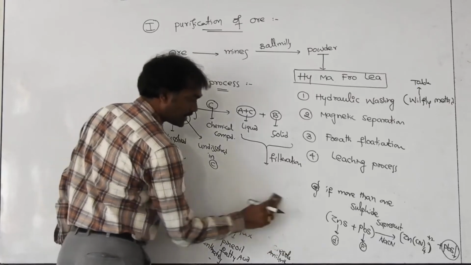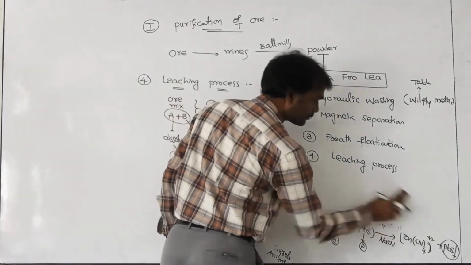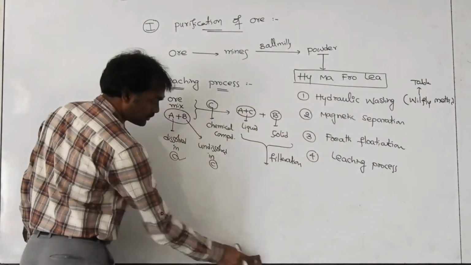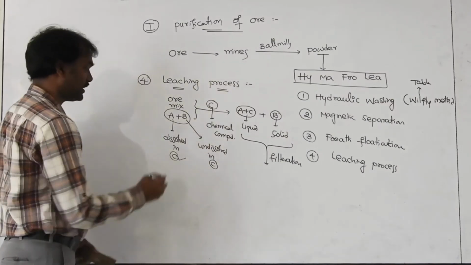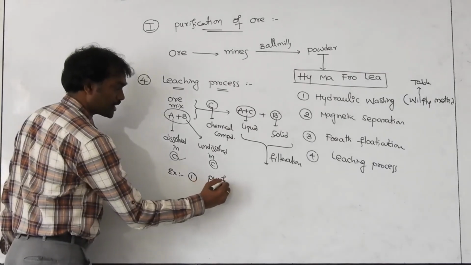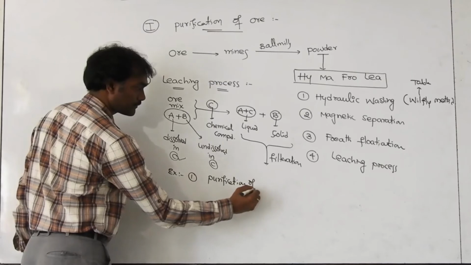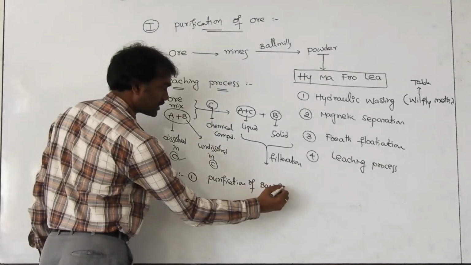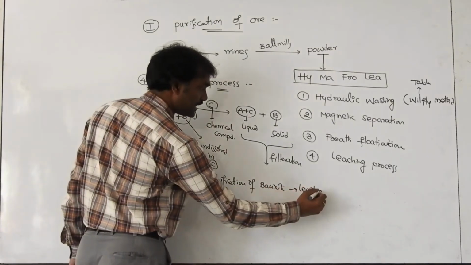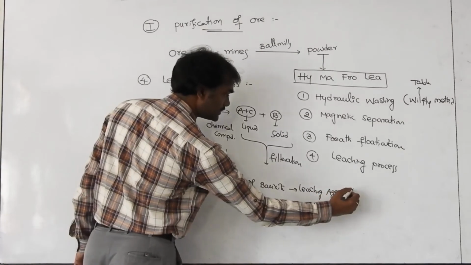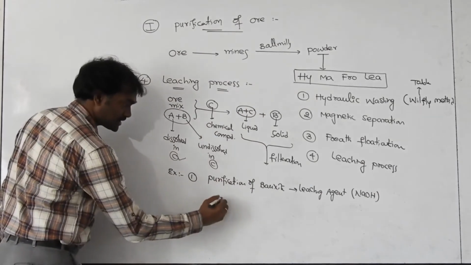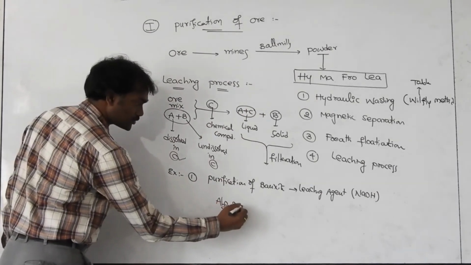Here, two important famous examples of the purification of ores are taken. From the entrance exam point of view, these examples are important. One is purification of bauxite. What is the leaching agent in this? The leaching agent is NaOH. The bauxite formula is Al2O3·2H2O.